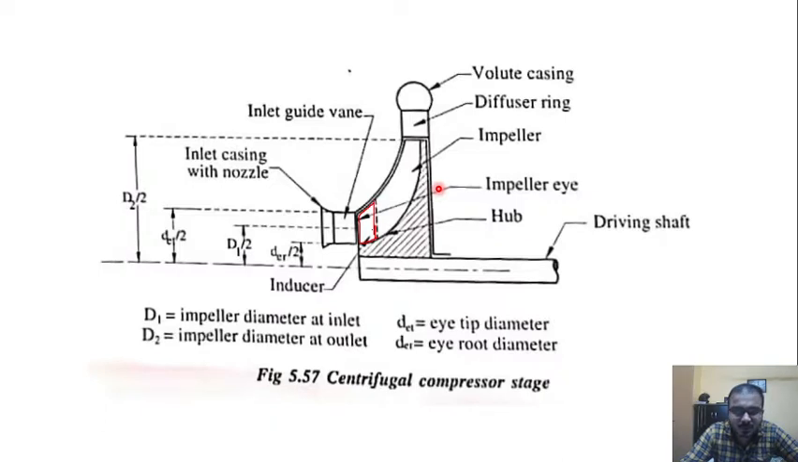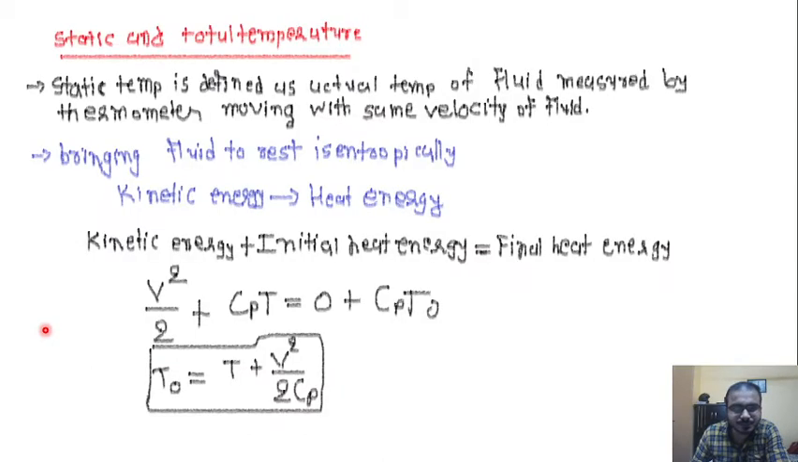So this is also another view of a centrifugal compressor stage. Here you can see all the important components. That is, the first one is the inlet casing with nozzle, then inlet guide vanes, then we have the impeller eye, impeller, diffuser ring, and volute casing. The diffuser can be vaneless or with vanes.